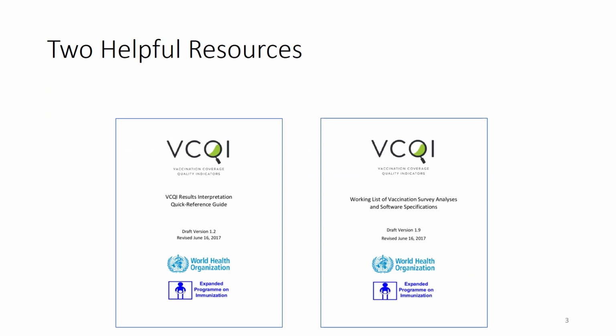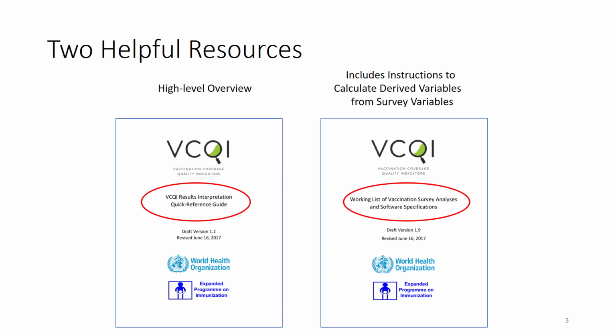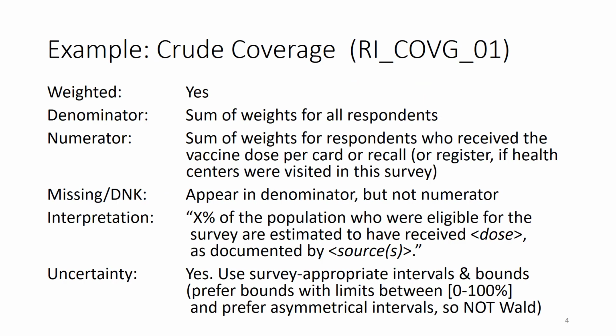There are two super helpful documents associated with our vaccination coverage quality indicator software. You don't have to run the software itself to get a lot of use out of these documents. The results interpretation quick reference guide and the list of indicators and software specifications both have some of these definition components in them. The quick reference guide has a high level overview. It defines the numerator and denominator and talks about weighting. And if you want specifics about how numerators and denominators are calculated in a very specific software specification sense, then the other document is more detailed.